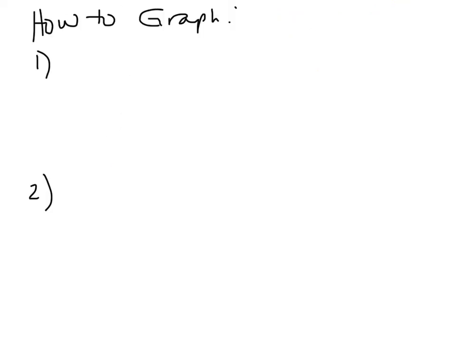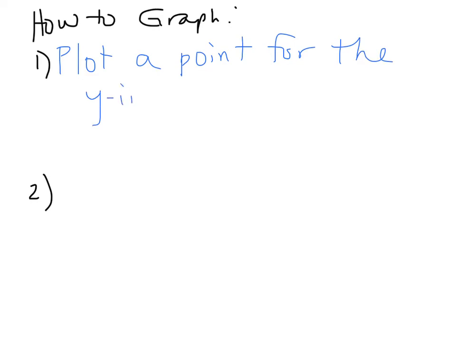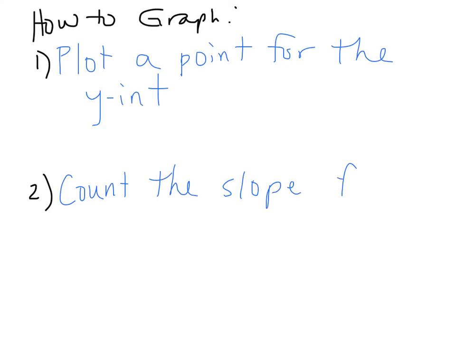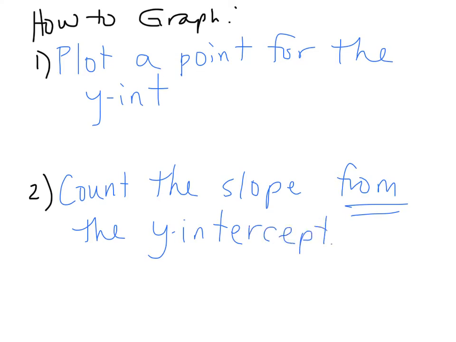All right, now, how do I graph an equation when I'm given the equation in slope-intercept form? Well, the first thing I'm going to do is plot a point for the y-intercept. It's pretty easy. I just look at the number that is the b, and I put a dot there. And then the second thing I'm going to do is count the slope. Now, this is what's important, from the y-intercept. So I'm going to plot that one point, and then I'm going to start counting my slope, rise over run, from that point that I just plotted.